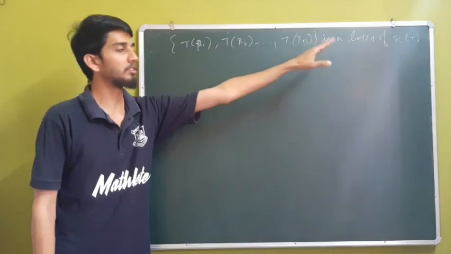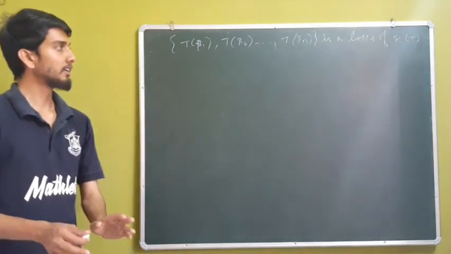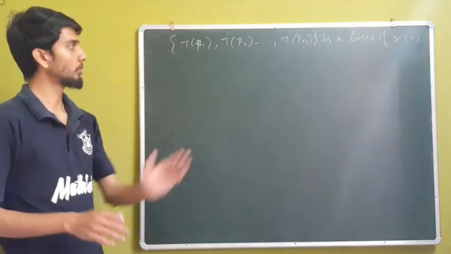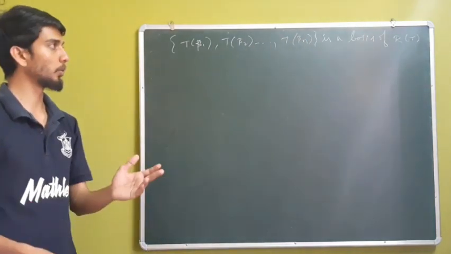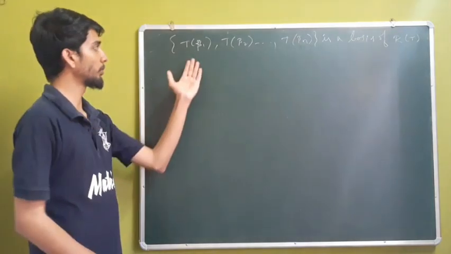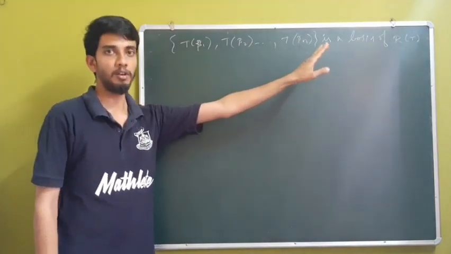So if this is a basis of R(T), then definitely the rank will be equal to the dimension of R(T), that is nothing but n. So it is crucial, in proving the rank to be n, that we prove this is a basis of R(T).